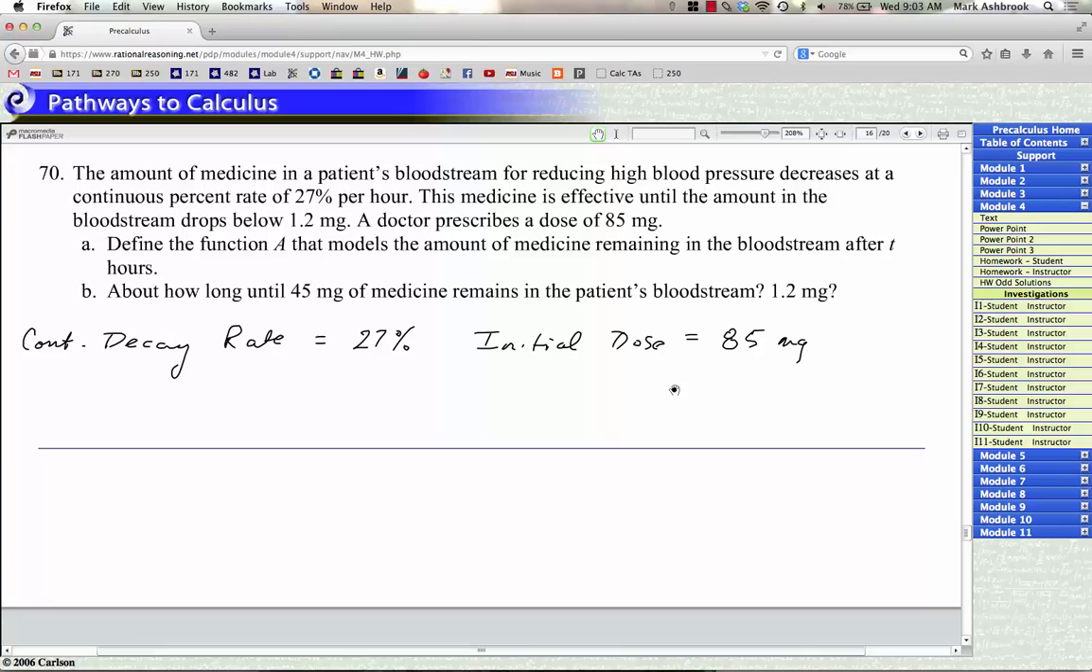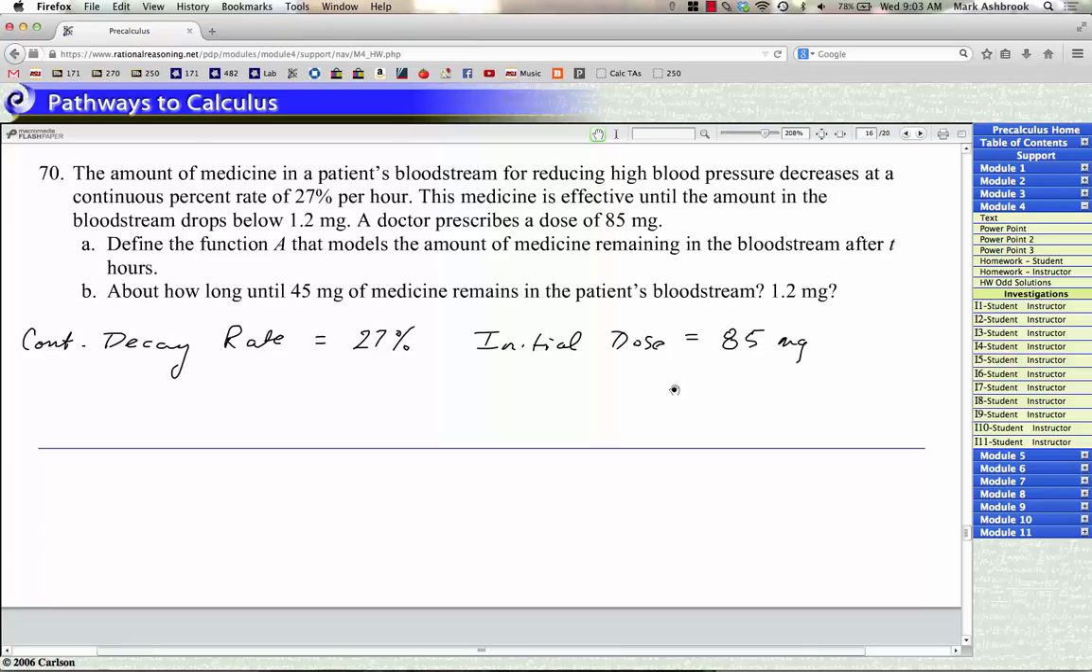Okay, let's talk about 70. So they give you a continuous decay rate of 27%, an initial dose of 85. So now we know there are two different percent rates, percent change, that we have: the true percent change and the continuous percent change. You have to read problems carefully to know which one you're given.